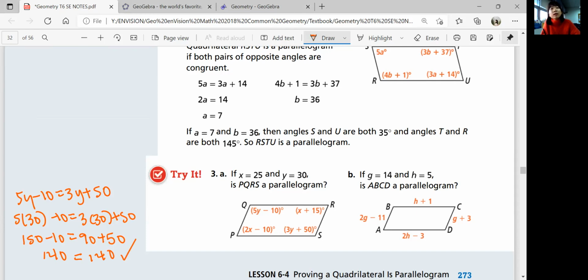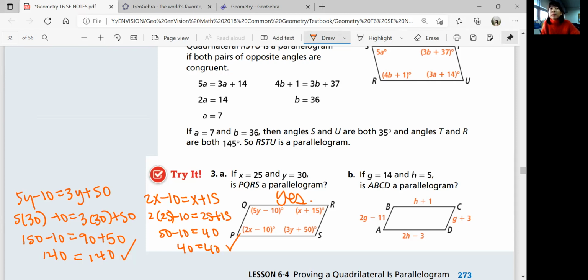You're still not done. You still don't know if they're true for P and R. 2x minus 10 must be equal to x plus 15. If x is 25, substitute 25 in your equation and see if they're the same. 2 times 25 is 50 minus 10. 25 plus 15 is 40. 50 minus 10 is also 40. So yes, they're both correct. So yes, it's a parallelogram.